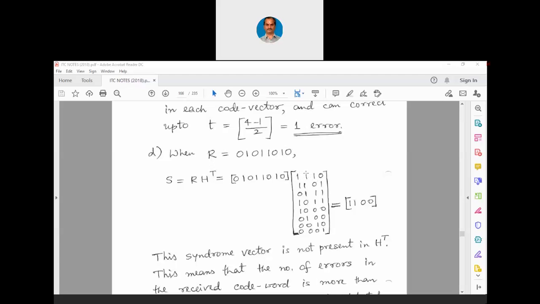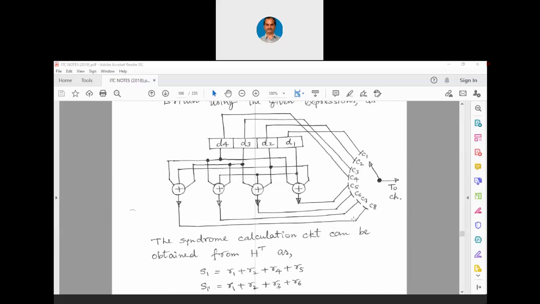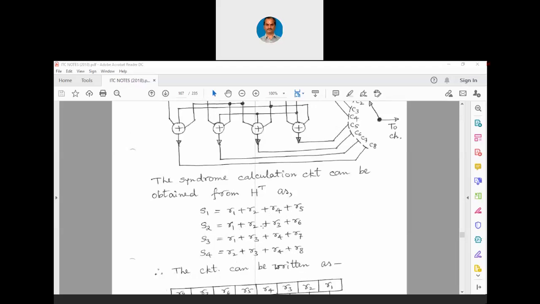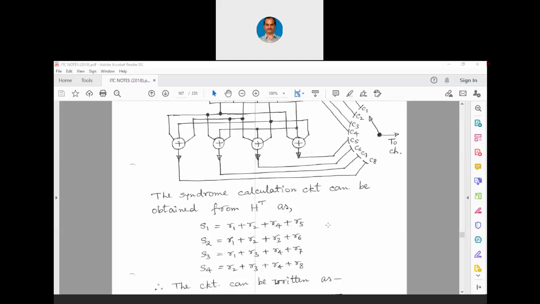I should say, not the second bit, the first bit whichever I mentioned was MSB, I should tell the second bit from the left hand side. That is R1 plus R2 plus R3, leave out R4, leave out R5, it is R6. R1 plus R2 plus R3 plus R6. So you can see here S2 is R1 plus R2 plus R3 plus R6.